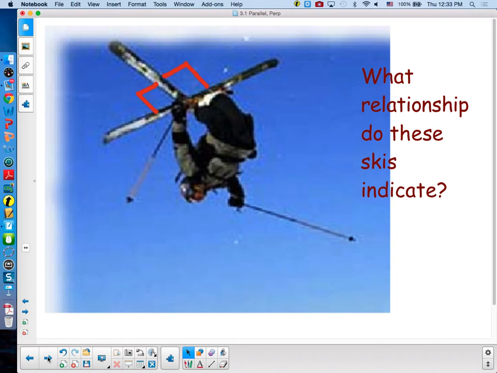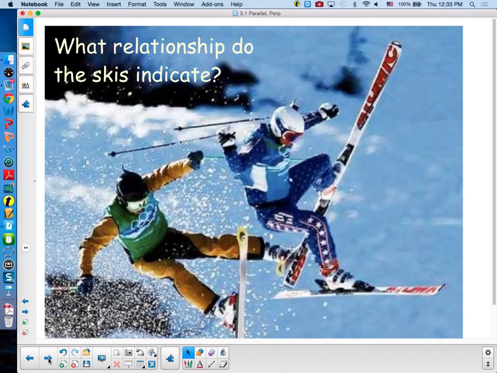Perpendicular, got them crossing. Skew. Skew, correct. They're going different directions, not touching. It kind of looks like maybe there's some, but yeah, skew.